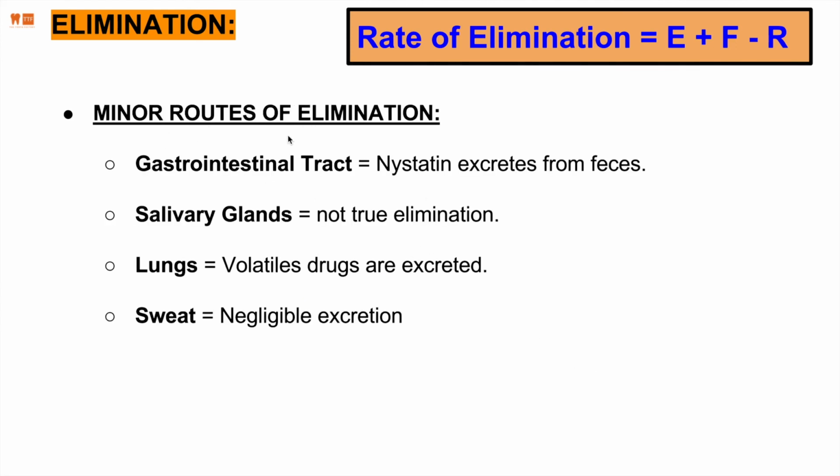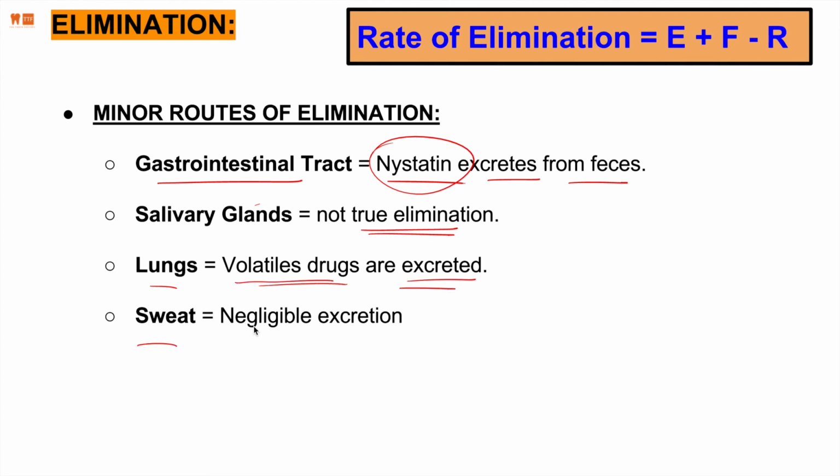Other minor routes of elimination are the GI tract, such as nystatin excreting from feces. Nystatin is the antifungal. Salivary glands are really not true elimination. The lungs, however, have volatile drugs that excrete them. And sweat, negligible excretion. But they're still a part of it, right? The rate of elimination again, E plus F minus R. Very important formula.